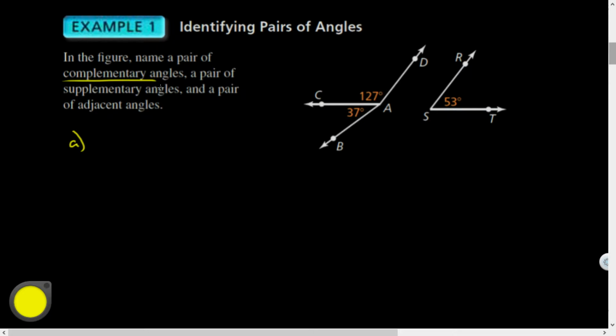Complementary means they add up to 90. So I'm guessing this one's excluded because it said they had to be positive angles. Right, my friend Alyssa? So it looks like 37 and 53. Oh, I should name those angles. I can't just refer to this as angle A because there's too many angles that happen to hang out at A. Angle CAB, I like it. Angle CAB and angle S, because there's only one angle that's labeled here that's hanging out at S, are complementary.